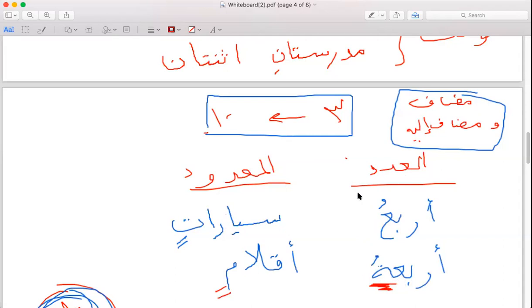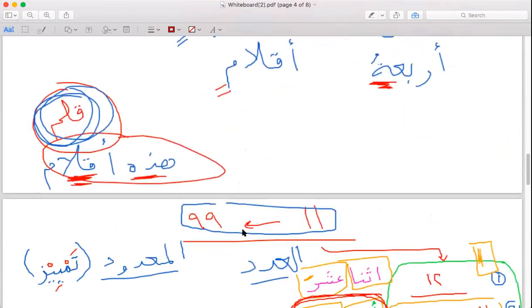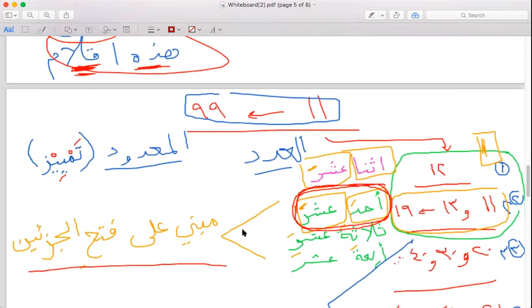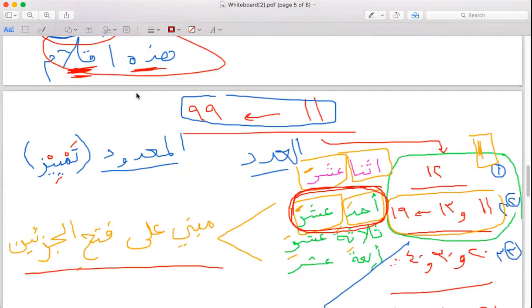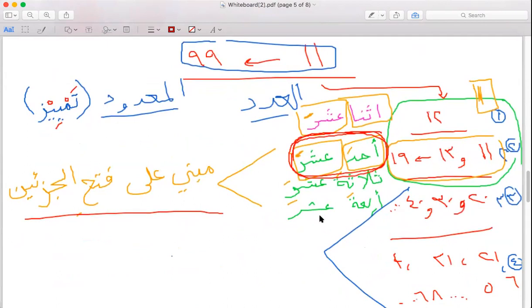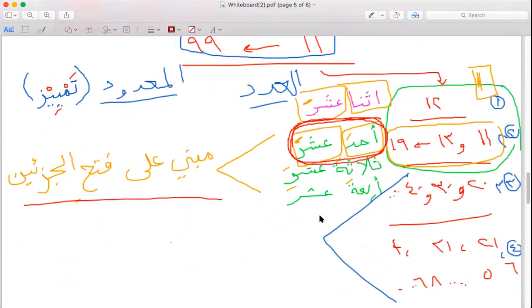Jayid. So 2 things we've picked up. So again, we've revised. Between 3 and 10 is mudafun ilayhi, and the genders are opposite each other. They don't match. The third thing to mention is that the ma'dud will always be in the plural form. And then we went to this big subject of 11 to 99. And 11 to 99, it breaks down into 4 different areas, 4 different scopes.